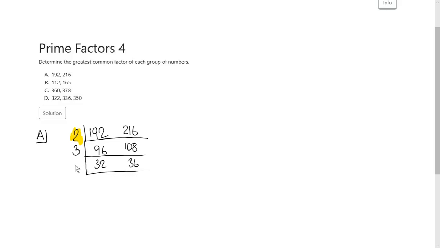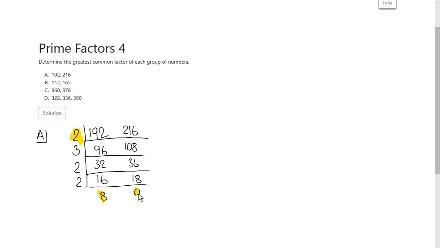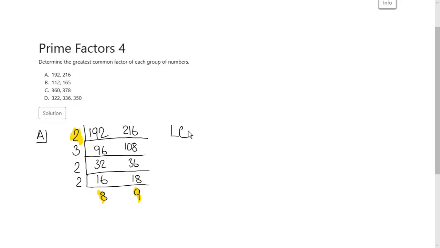Again, we're dealing with two even numbers, so we can factor out a 2, which leaves us with 16 and 18. Factor out another 2, which leaves us with 8 and 9. Now we're done, because what's left at the bottom here, there's no common prime factor between 8 and 9 other than 1. So we're done, and we're looking now to determine the lowest common multiple of these two numbers.